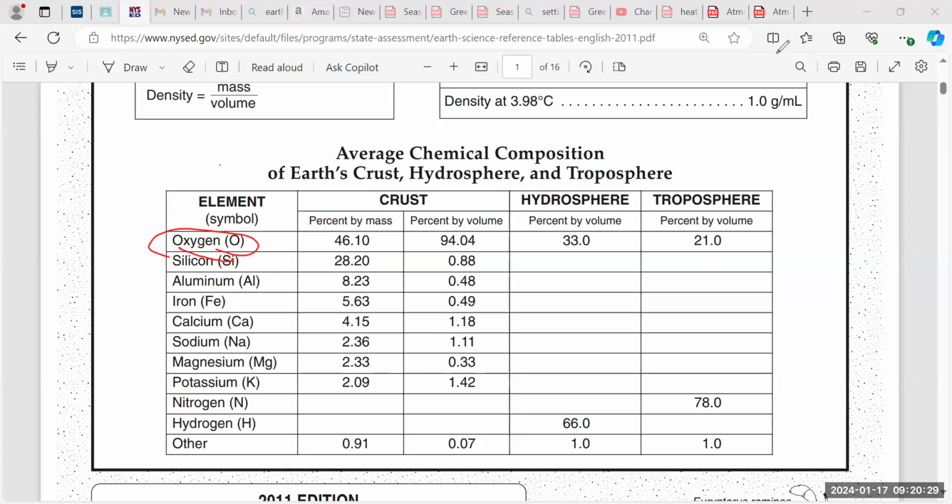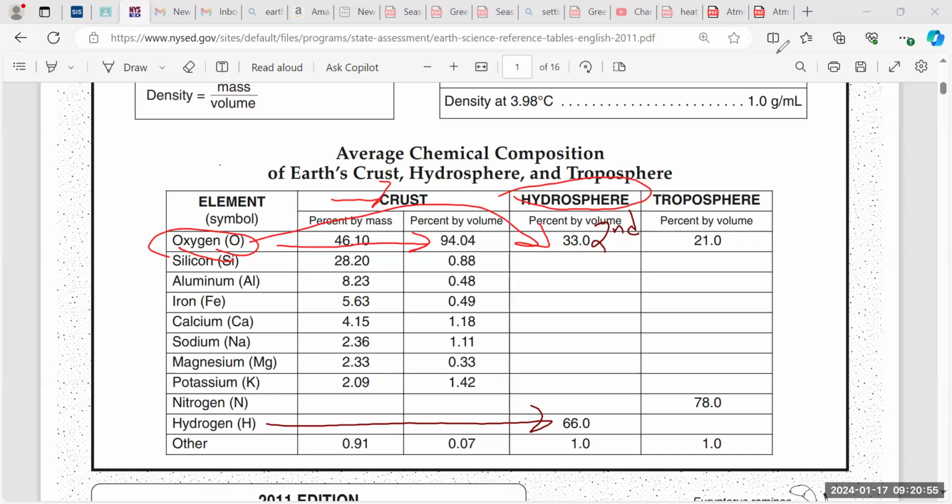It can't be the Earth's crust because oxygen is the most, right? We're looking for where oxygen is the second. When I look at the hydrosphere, oxygen only has 33%. Is there an element that has higher? Yes, there is. Hydrogen has higher. So that means oxygen is the second most right here. Where else is oxygen the second most?